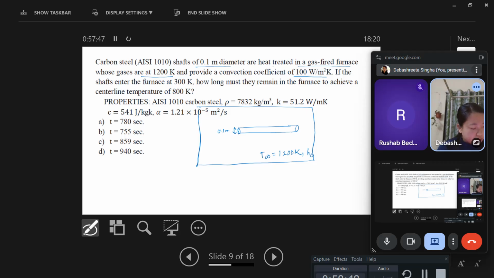This is h equal to 100 watt per meter square Kelvin. If the shafts enter the furnace at 300 Kelvin, how long must they remain in the furnace to achieve a centerline temperature of 800 Kelvin? The shafts enter at an initial temperature, that is Ti is given as 300 Kelvin. The final temperature should be 800.